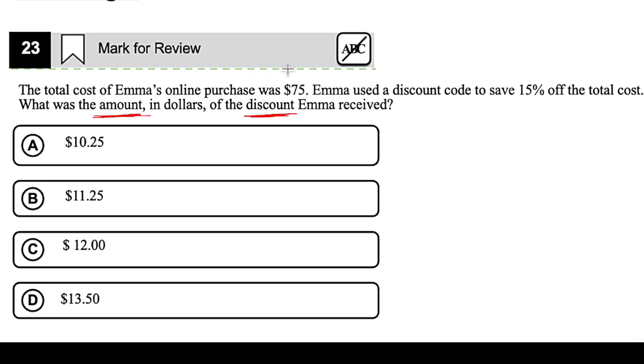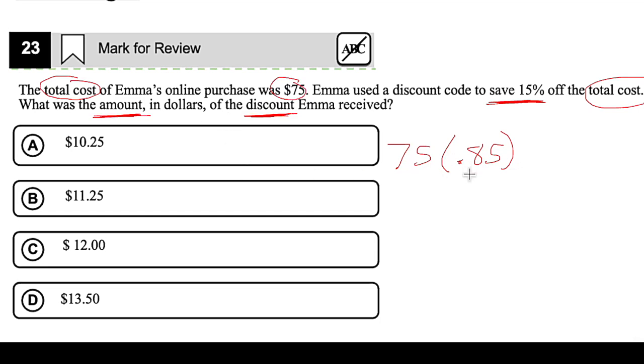It says the total cost of this purchase was $75. That was the total cost. Emma's going to get a discount code to save 15%. That's subtract 15% off the total cost. So basically, we're taking that 75, we're subtracting 15%. And some of you smarty pantses out there might be like, ooh, I know. If we multiply 75 by 0.85, we're going to get the amount that Emma paid. And you're right, that's totally going to work.